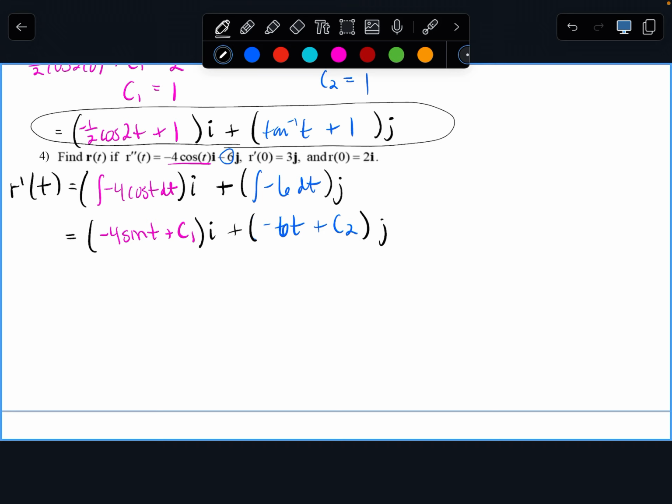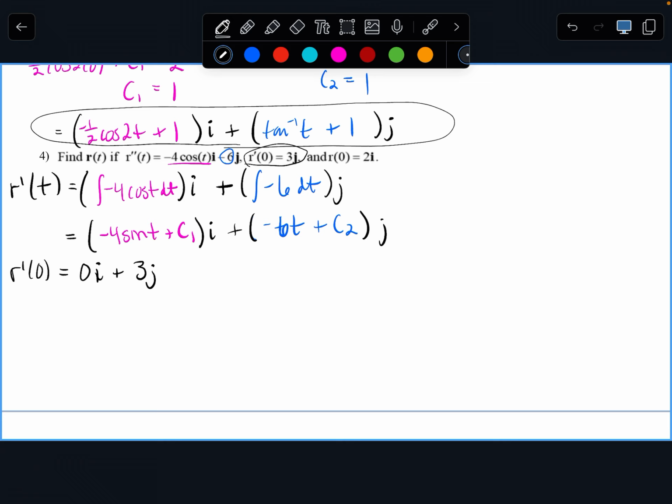Okay, so now you're going to find your c's, just like the other one. You might freak out though because it's not like an adding thing, like the other one. It's just this 3j, so you're like, what the heck? So for this one, maybe I'll write it over here. r prime of 0, think of it as 0i plus 3j. You know what I mean?